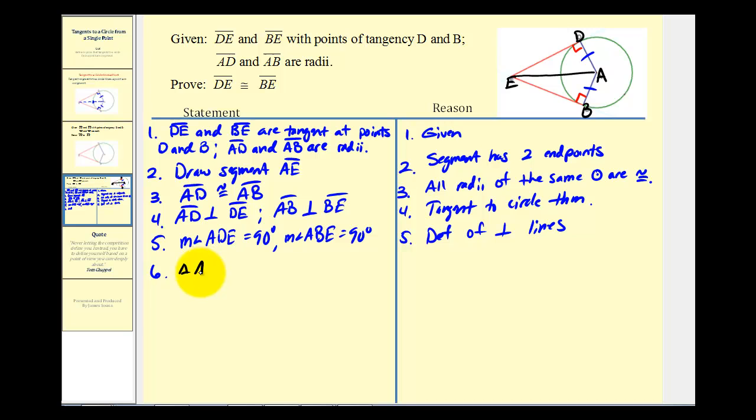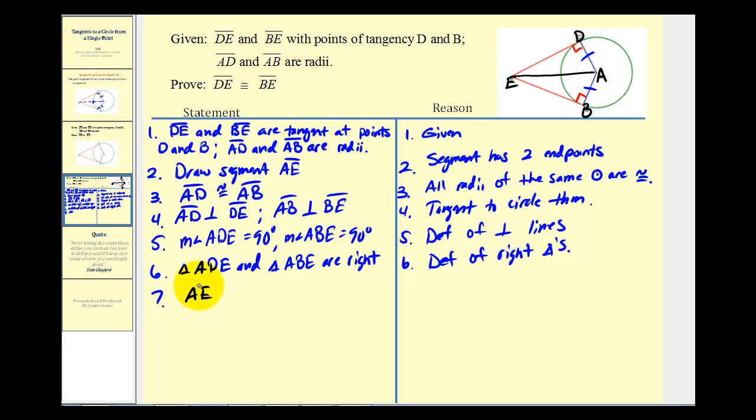Therefore, triangle ADE and triangle ABE are right triangles. By definition of right triangles. And now before we can state that these two triangles are congruent, using hypotenuse leg congruence, we need to state that segment AE is congruent to itself. This is by the reflexive property.